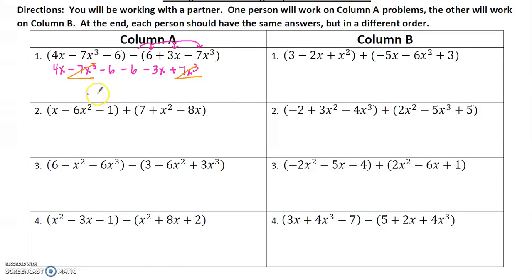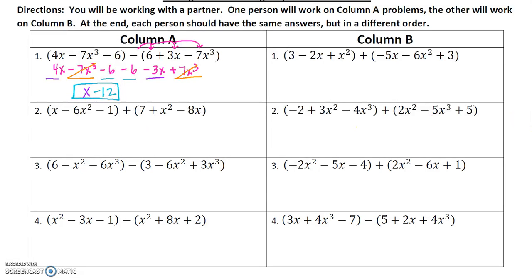Let's go to the next one. Looks like I have an x term here and I have an x term here. So I have 4x minus 3x, which will give me 1x. And then I have numbers. I have a negative 6 and I have another negative 6. So negative 6 minus 6 will give me a negative 12. So here's my answer for number 1.